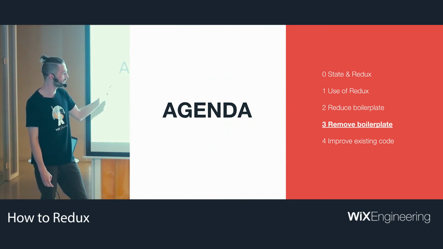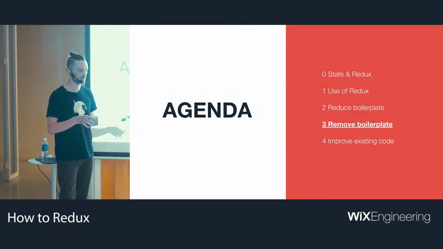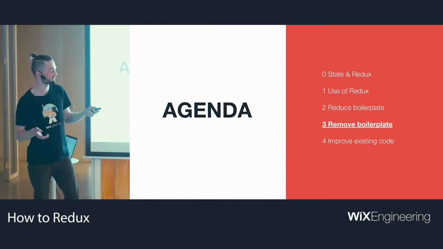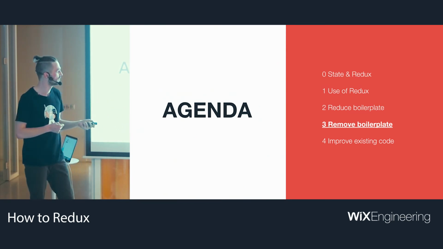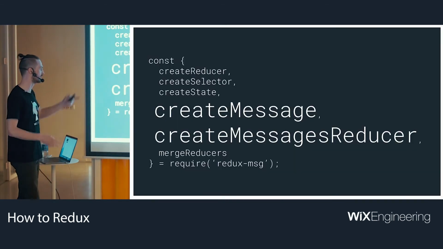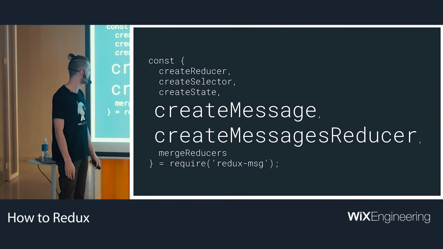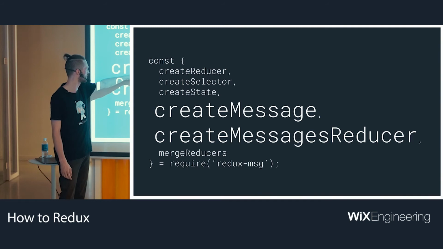So I reduced the reducer, I cleaned up some selectors, and I still think that it's kind of repetitive. So let's see how we can remove boilerplate entirely. And here come these 2 other useful functions. This makes an object. It's pretty simple. This is a function.